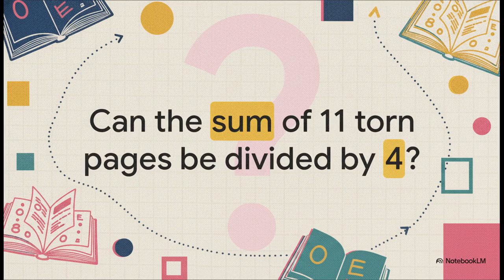Now, if a student tears out exactly 11 pages, they are essentially adding together 11 odd numbers. Based on all the unbreakable rules of parity we established today, what happens when you add an odd amount of odd numbers together? And ultimately, could that final total ever possibly be cleanly divided by 4? Take everything you've learned from this explainer today, apply those rules of parity, and let me know down below, is it mathematically possible?